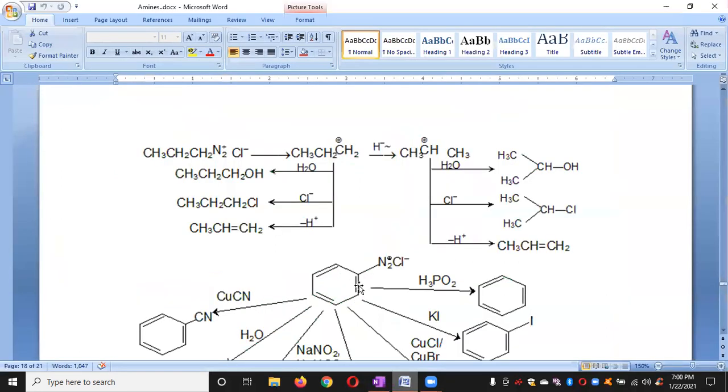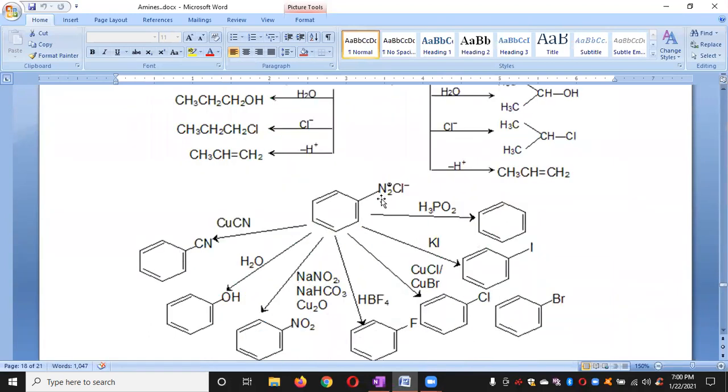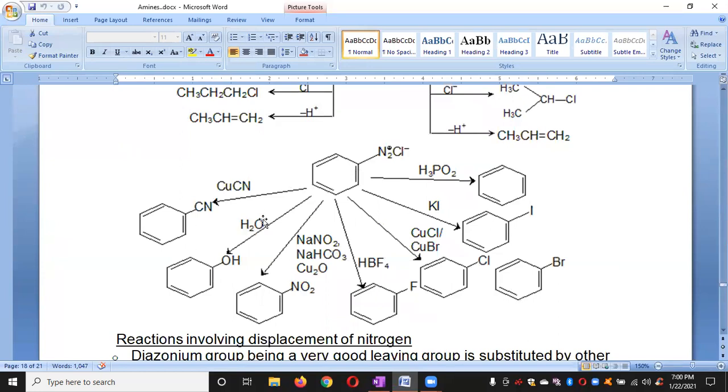Let's see the reactions. This is a glimpse of the reactions. In the first case, this is N2 plus and Cl minus. This N2 is replaced with CN minus, so we get cyanobenzene, and further hydrolysis of cyanobenzene gives benzoic acid. Next, when this benzene diazonium chloride is treated with water, we get phenol. When it is treated with hypophosphorous acid, H3PO2, we get benzene. And when it is treated with potassium iodide, we get iodobenzene.